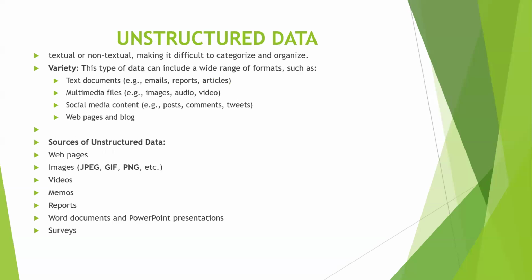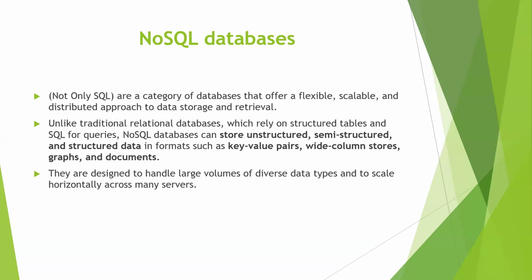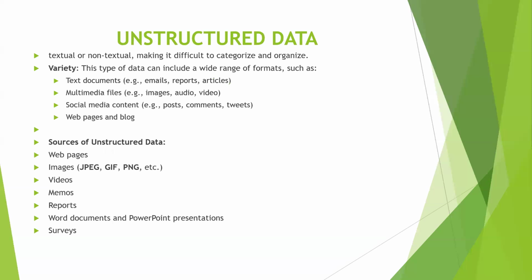Now, as I told you, MongoDB stores three types of data: unstructured, semi-structured, and structured. What is meant by unstructured data? Unstructured data is textual or non-textual data which is very difficult to categorize and organize. For example, web pages, images, videos, memos, reports, Word documents, and surveys. These are the different types of unstructured data, which means they do not have a fixed format.